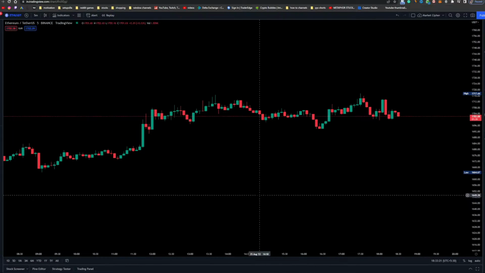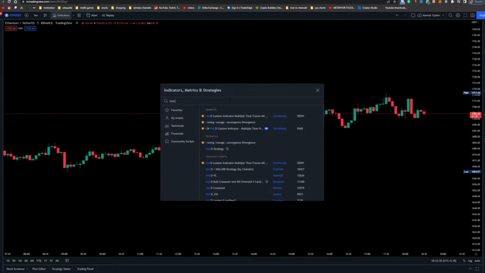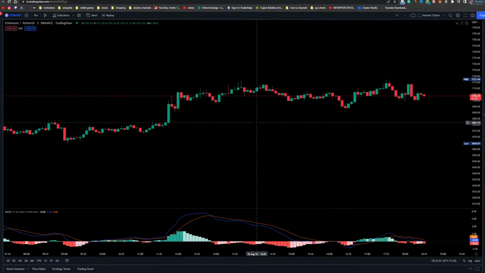To add this indicator, go to TradingView Indicators and type MACD in the search and click on the first one. After that, set the time frame to 5 minutes.